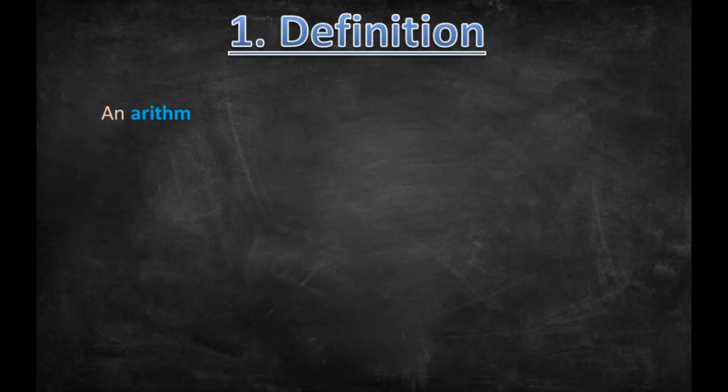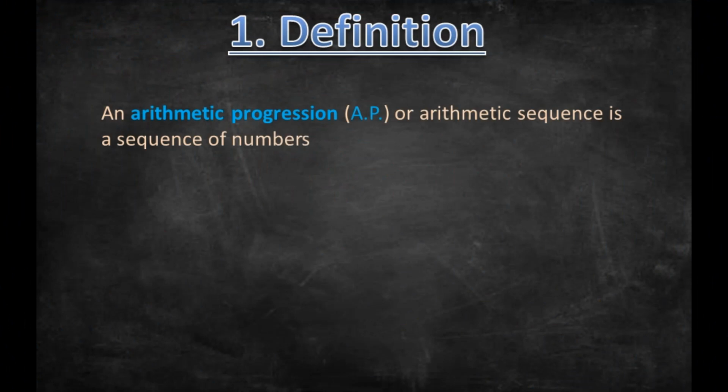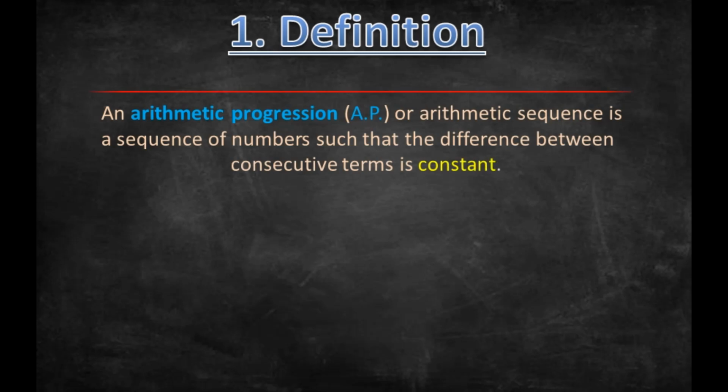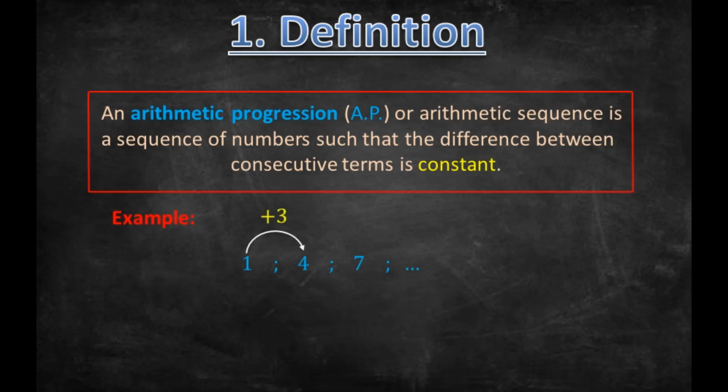An arithmetic progression, or AP, also known as an arithmetic sequence, is a sequence of numbers such that the difference between consecutive terms is constant. Let's take an example. Let's say we have the sequence of numbers 1, 4, 7, etc. We add 3 each time to get to the next term in the sequence, so the common difference is 3.